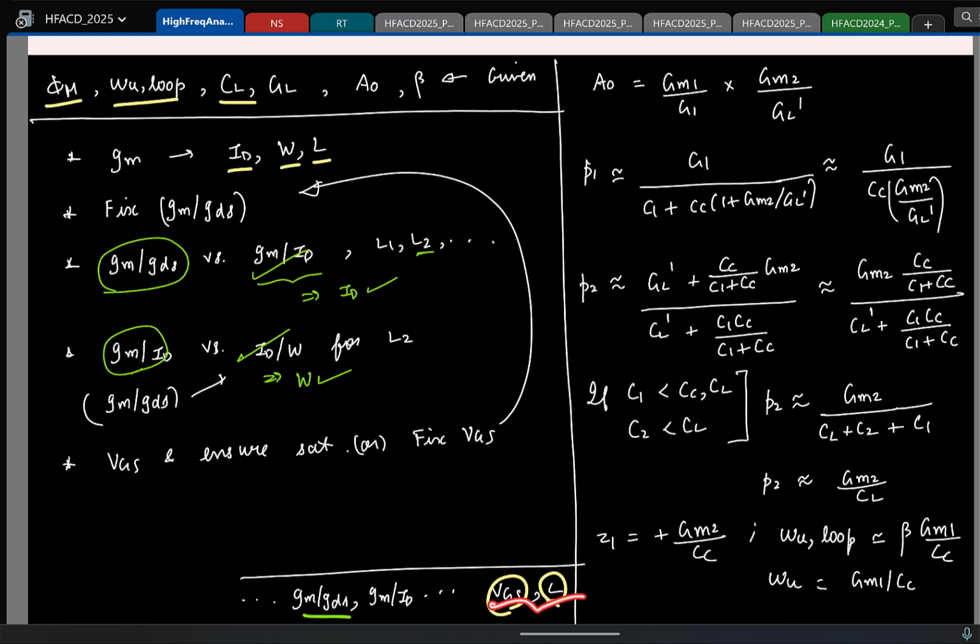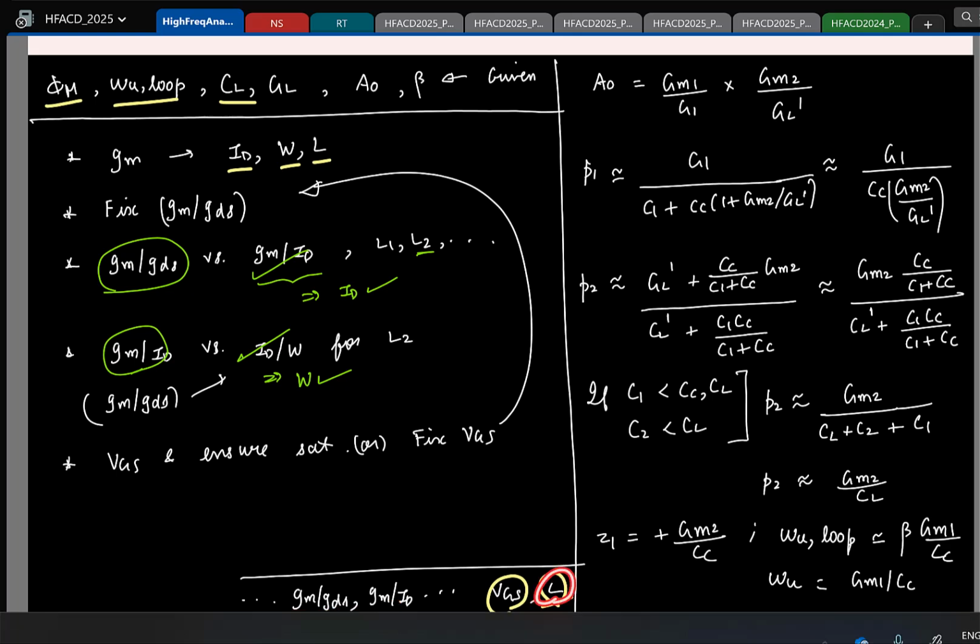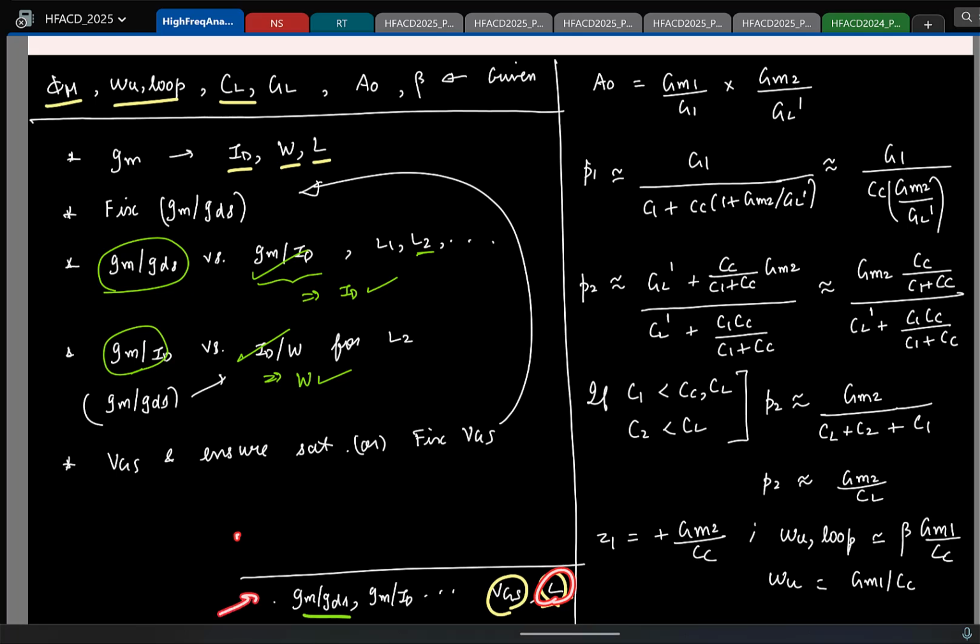Remember here, once you fix these two, everything else is fixed. For a particular length and a particular VGS, everything else is fixed. These are the parameters, and these are the independent points, the operating point and the length. They are the two parameters that you are sweeping. For different operating points and different lengths, you save all the values. So the moment you fix length and one of the parameters here, everything else is fixed, because everything here is dependent on each other.